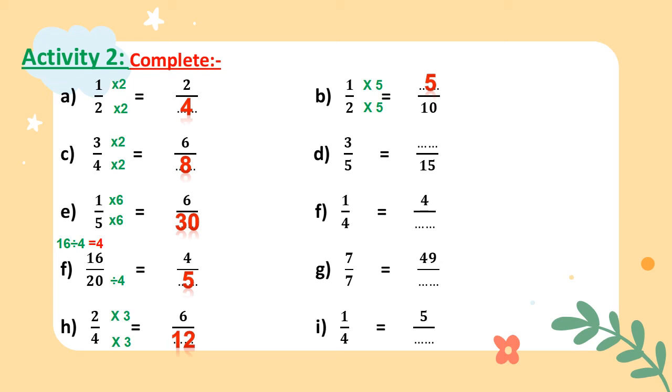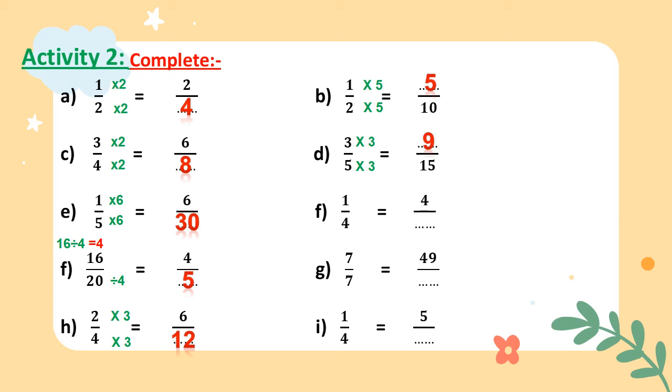The next one, 3 over 5 equals what over 15? Look at the completed fraction. 3 over 5. Here, 5 by what gives you 15? 5 by 3. If I multiplied 3 down, I multiply 3 up. 3 by 3 equals 9.